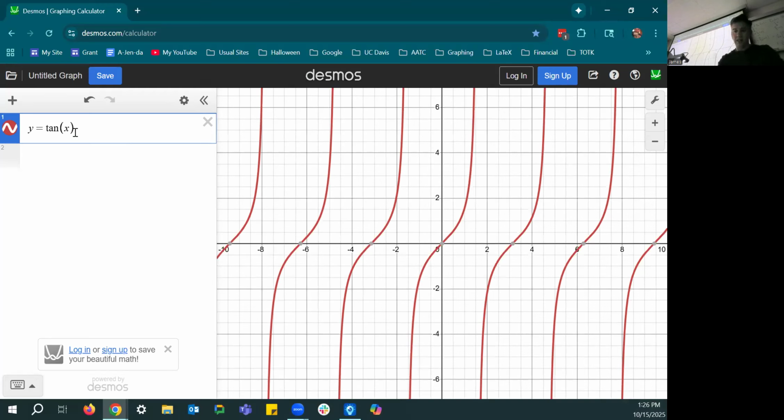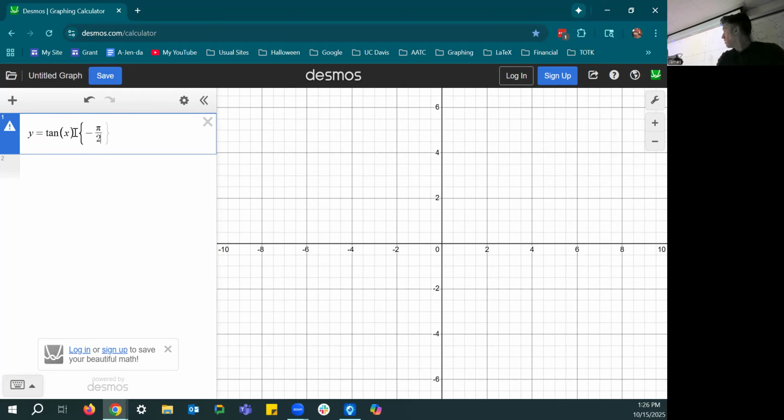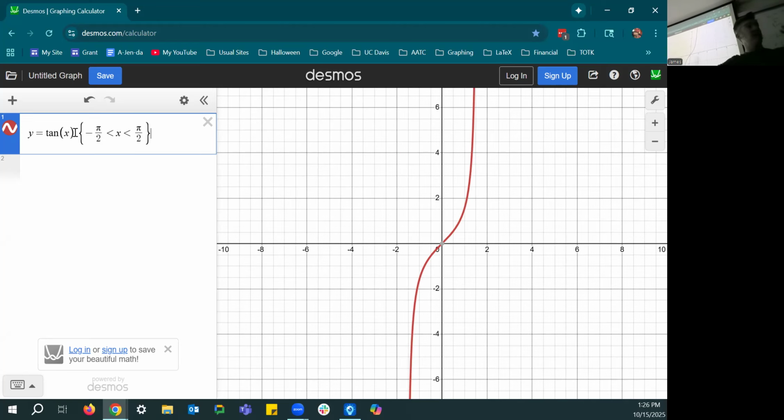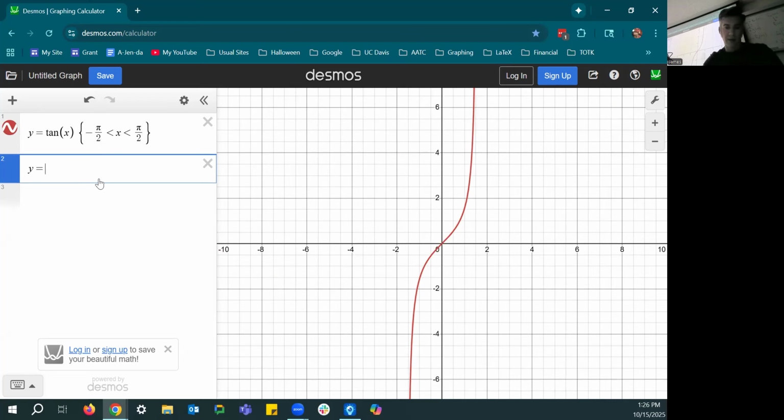We say we want to limit this to just a domain between negative pi over 2 and pi over 2. Just one nice restricted interval of tangent that gives you the whole gamut of y values and no repeats. And then if you invert that, you get the reflection across the line y equals x, which is going to look like, I'm just going to use the arctangent function, y equal to the arctangent of x.